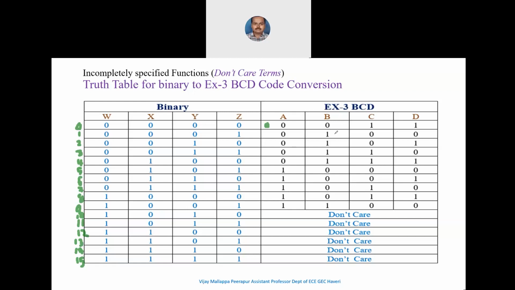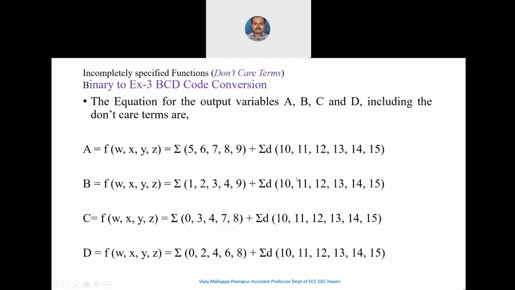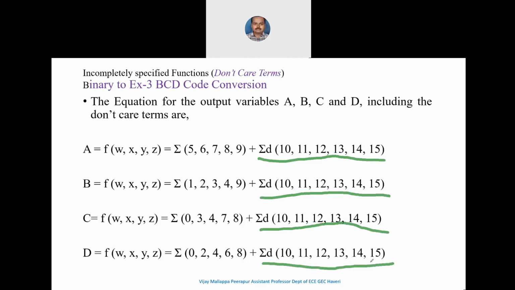Similarly for B, the combinations for which it is 1 are 1, 2, 3 and 4, and 9. Similarly, 0, 3, 4, 6, 7 and 8. 7 and 8 here, not 6. Looking at the truth table, now you know how to come up with the decimal equivalent notation. You can see here that the don't care terms are common for all the output variables. It is the same for all the output variables A, B, C and D.